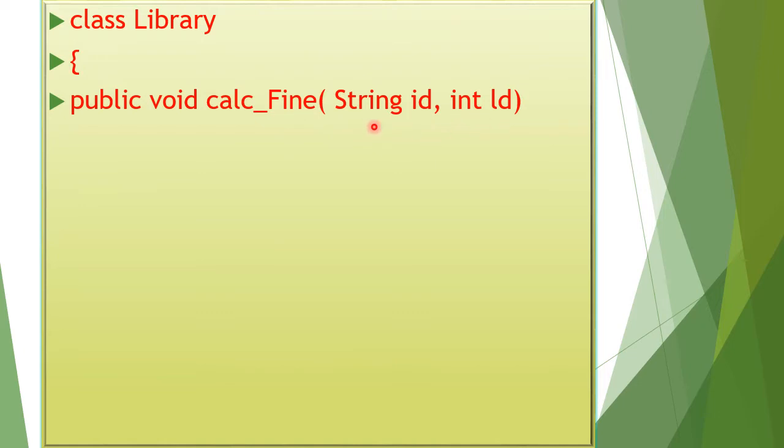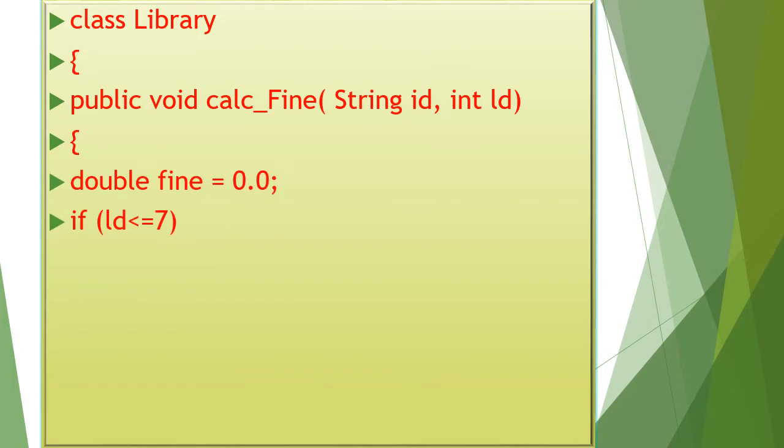The first one is of string type, that is ID. ID is for storing the member ID, that is of string data type, because it may sometimes include alphabets. And LD. LD is the variable for storing the number of late days, and that is of int type. Opening brace.